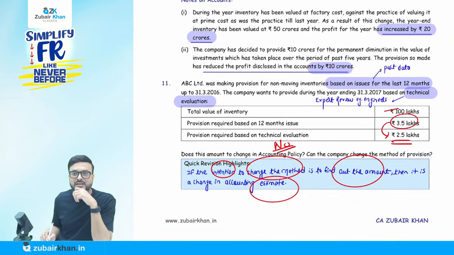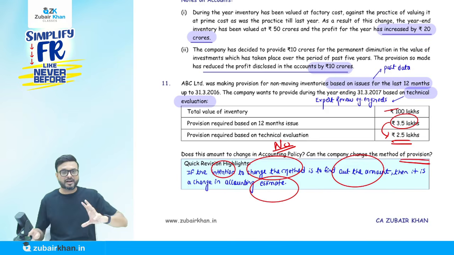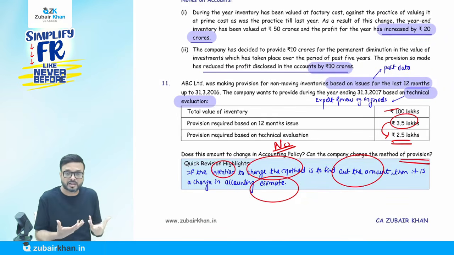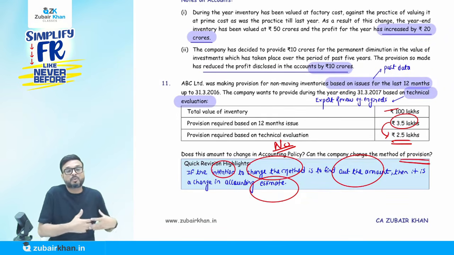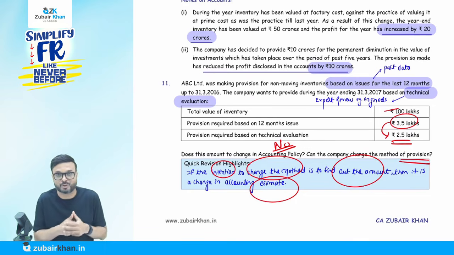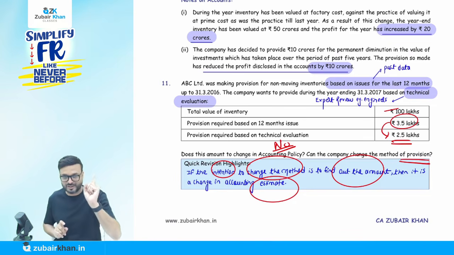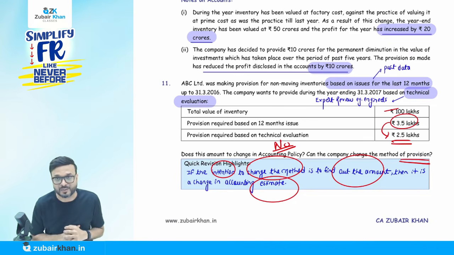Can the company change the method of provision? Yes. If they find, when estimating the amount in future, some other way which gives a more accurate amount, no problem, you can change the method of provision to find out the amount. So this is not at all a change in accounting policy. It's a change in accounting estimate here.